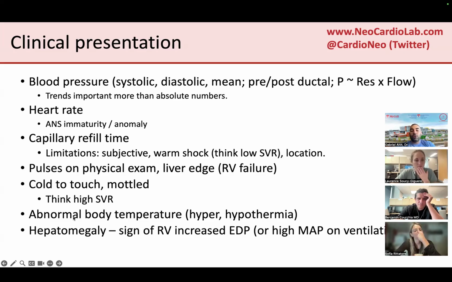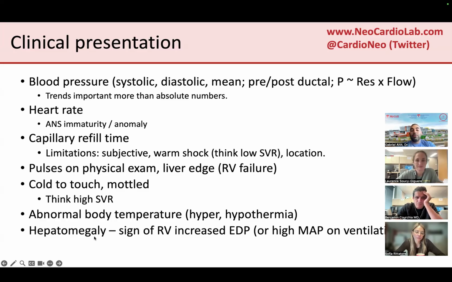This can be fooled if you're, for example, on cooling, where you're actually inducing a cold status. Abnormal body temperature, well, we know in our preemies that they have difficulty managing their own temperature. So if, of course, they become hypothermic in an excessive way, that could be a sign of concern. Hepatomegaly is an important factor to check in patients who may be at risk of RV dysfunction, because it's a sign that there's high RA pressure.